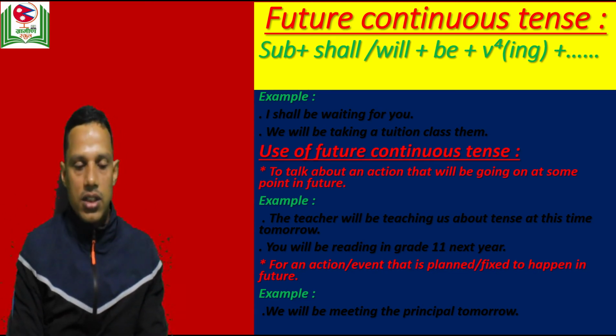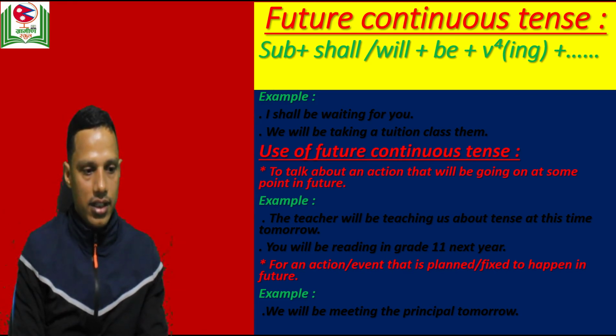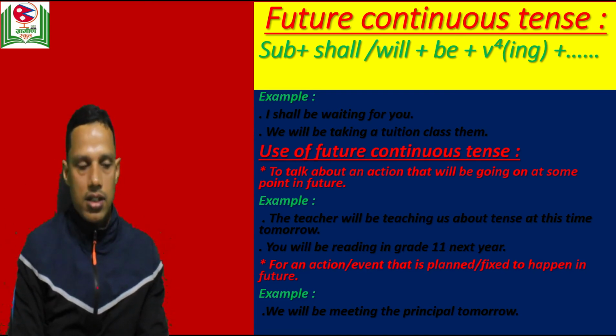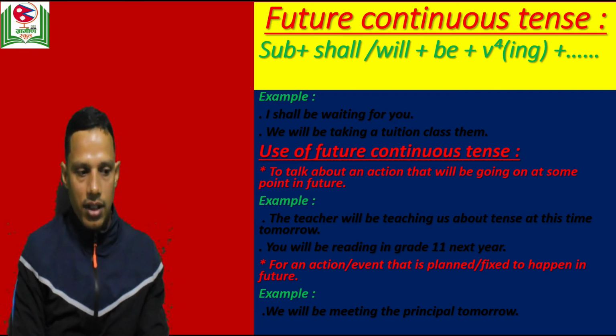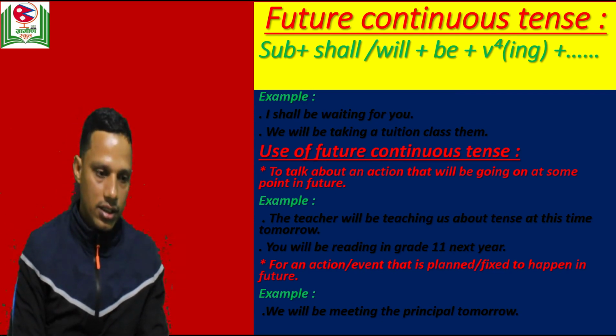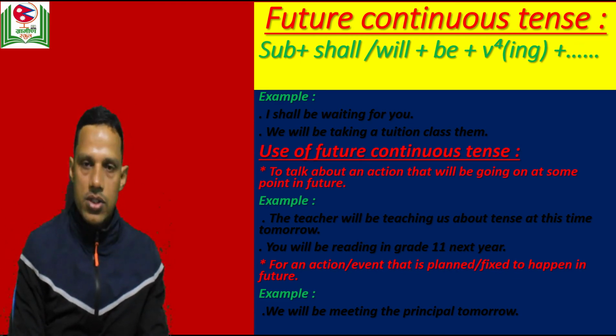Now we'll talk about the use of future continuous tense. We have different conditions where we use it. The first condition is that we use future continuous tense to talk about an action that will be going on at some point in future. For example, the teacher will be teaching us tense at this time tomorrow. You will be reading in grade 11 next year. These two sentences talk about a future action that will be going on at some point in the future. So in this condition we use future continuous tense.